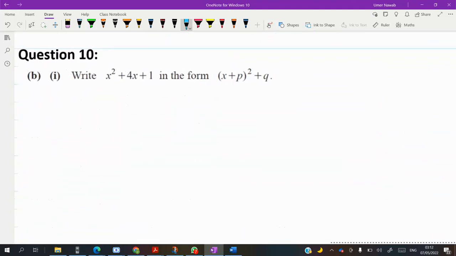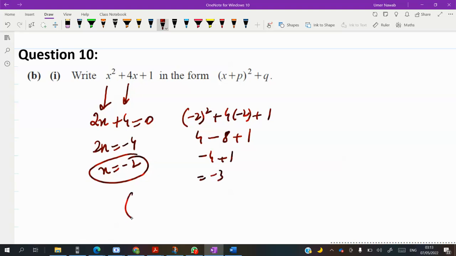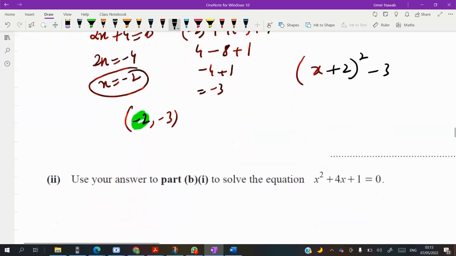Next question is again completing the square form. So take the derivative. 2x plus 4 is equal to 0, 2x is equal to negative 4, x is equal to negative 2. Substitute it to get the y coordinate. So our vertex is minus 2, minus 3. But in the completing square form, you have to change the sign. If it is minus 2, you will write it as plus 2 whole squared minus 3. So this is the completing square form.